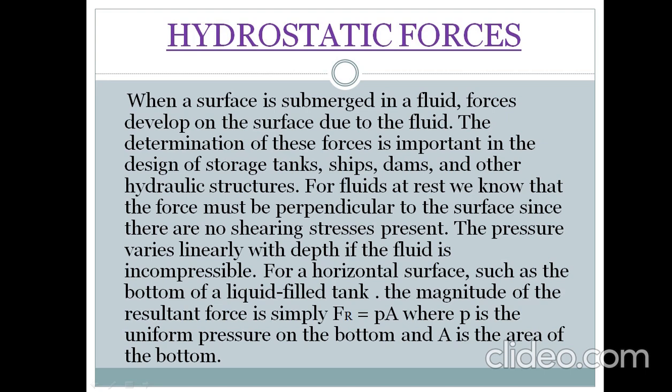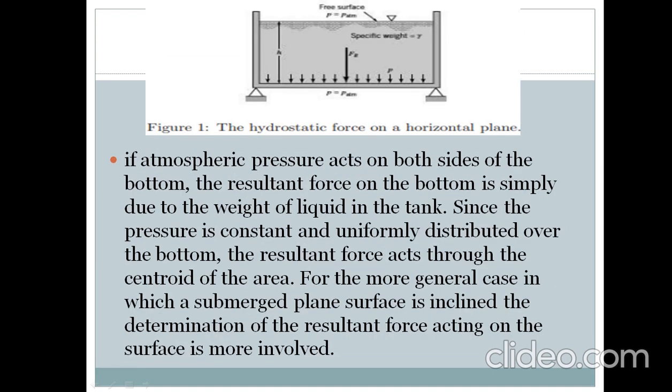For a horizontal surface, such as the bottom of a liquid-filled tank, the magnitude of the resultant force is simply Fr equals P into A, where P is the uniform pressure and A is the area of the bottom. If atmospheric pressure acts on both sides of the bottom, the resultant force on the bottom is simply due to the weight of the liquid in the tank. Since pressure is constant and uniformly distributed over the bottom, the resultant force acts at the centroid of the area.